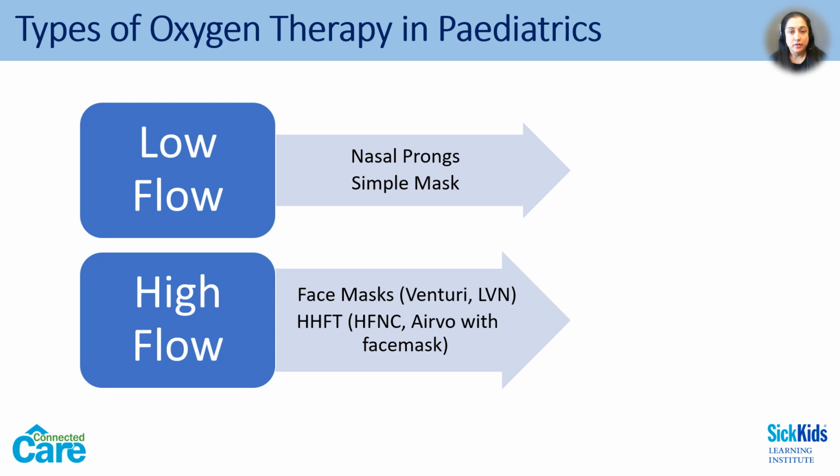This is another way to look at low flow versus high flow oxygen therapy. So low flow oxygen devices are nasal prongs and simple masks. These devices do not guarantee FiO2 because there is room air mixing that occurs in the open systems, diluting the oxygen that's being delivered from the oxygen source via the chosen interface. Whereas high flow device examples are face masks, such as those used with Venturis and large volume nebulizers, as well as heated high flow systems such as Airvo. These devices can guarantee an FiO2 because they meet the patient's inspiratory demand and there is minimal to no room air entrainment.